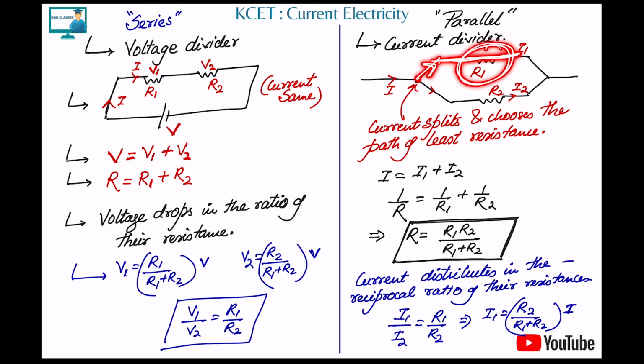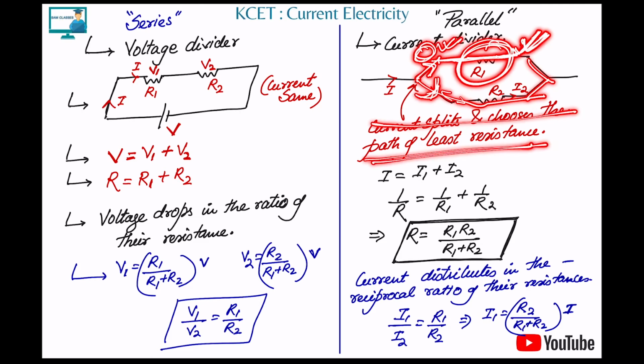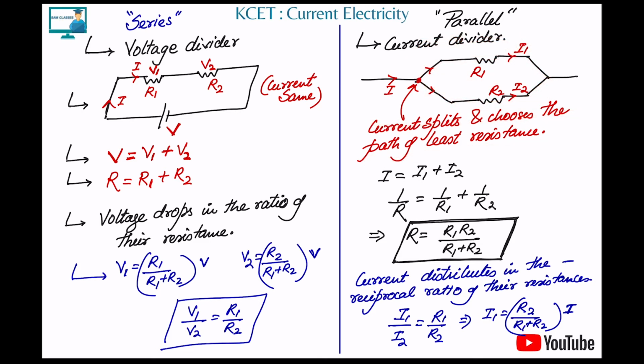Same thing with current also. If it sees that ahead a very strong enemy, a very strong resistor is there, a very small amount of current will flow through this, and the maximum current will flow through this part. So we need to understand the current always chooses the path of least resistance. Current is more lazy than us, so it chooses the path where it has to work very less.